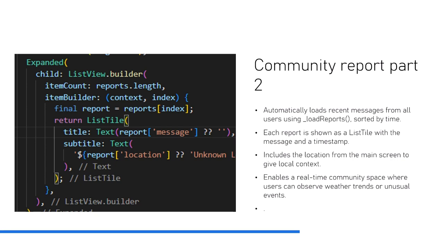Community Report Part 2. This automatically loads recent messages from all users using the local reports function, sorted by time. Each report is shown as a list tile with the message and timestamp. This also includes the location from the main screen to give local context. This enables a real-time community space where users can observe weather trends or visual events.